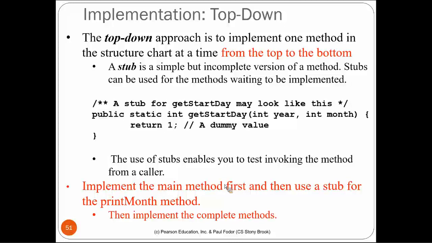So we implement the main method first. The main method will use stubs, calls or invocations to empty methods, to call the print month method. Then we implement the print month method, which calls the get or print the header, also as a stub, and so on.